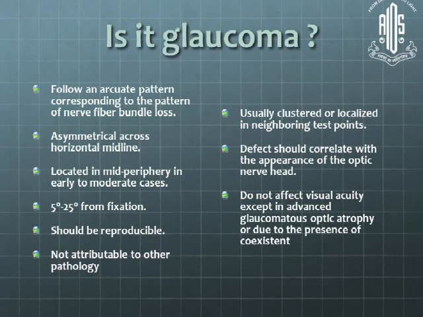And finally, is it glaucoma or not? You should follow the arcuate pattern. It should be asymmetrical across the horizontal. It should be 5 to 25 degrees from fixation, not attributed to other pathology, and clustered, and should correlate with the appearance of the optic disc.